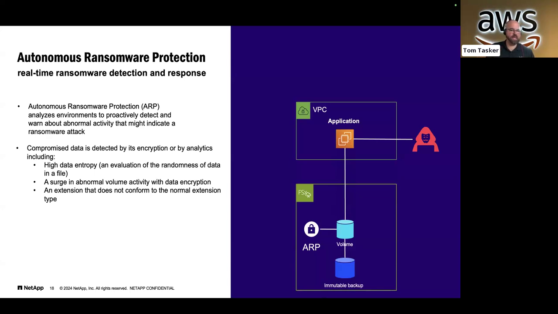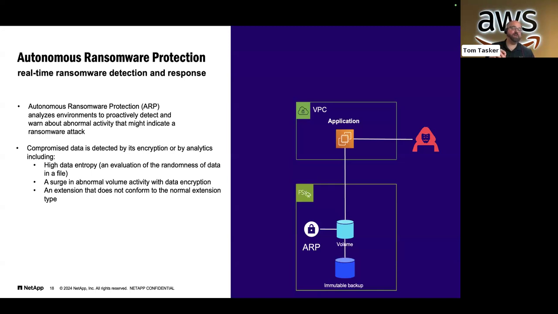Suddenly there's some high data entropy. Something's happening on this volume that wasn't happening previously. There's a surge in abnormal activity. Why is it I've gone from 100 writes an hour to 10,000 writes in a couple of seconds? Something's not quite right here. This is not what we expect on this volume. We've been seeing documents, we've been seeing project files. Why are we suddenly getting extensions like LCKD that shouldn't be in here?